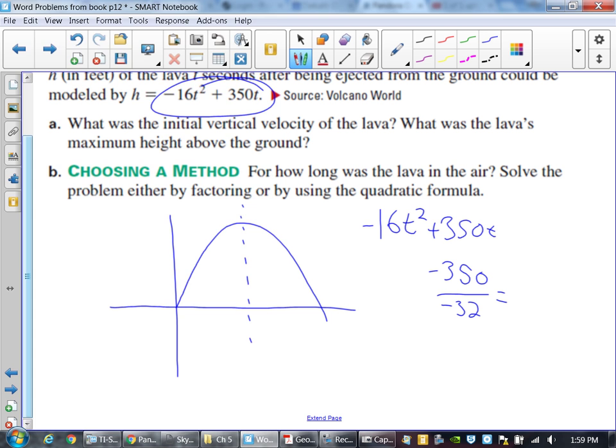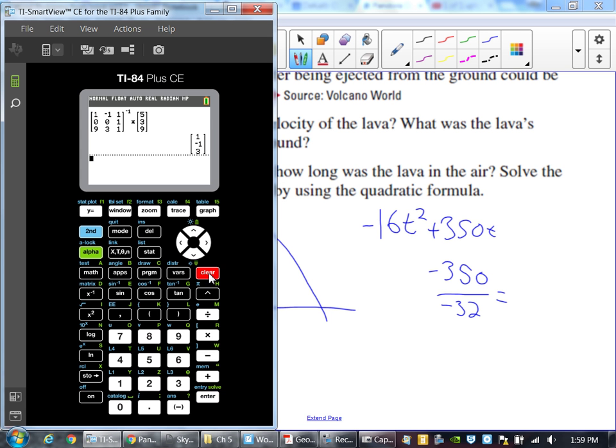So let me show you how to do this in the calculator. So 350 over 32, and we get that decimal, okay? Now, what it's asking you to do next is, what is the height? This is after 10.93 seconds, it reaches its maximum height. So what we need to do is just substitute that value in for t. Easiest way to do that is just to use our calculator.